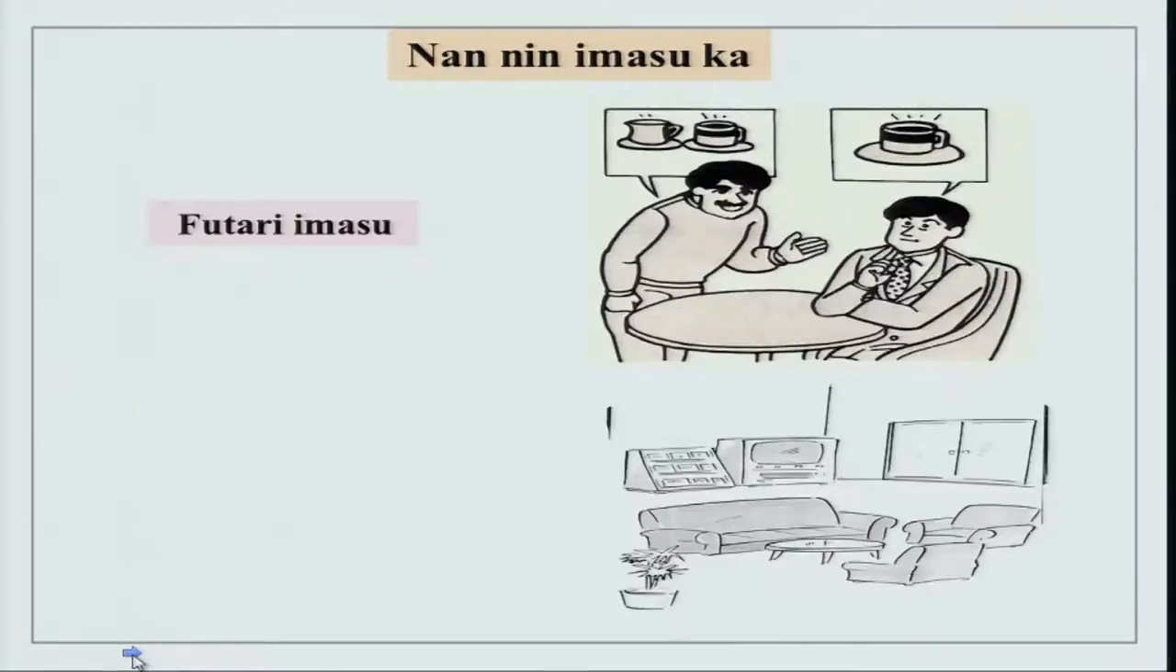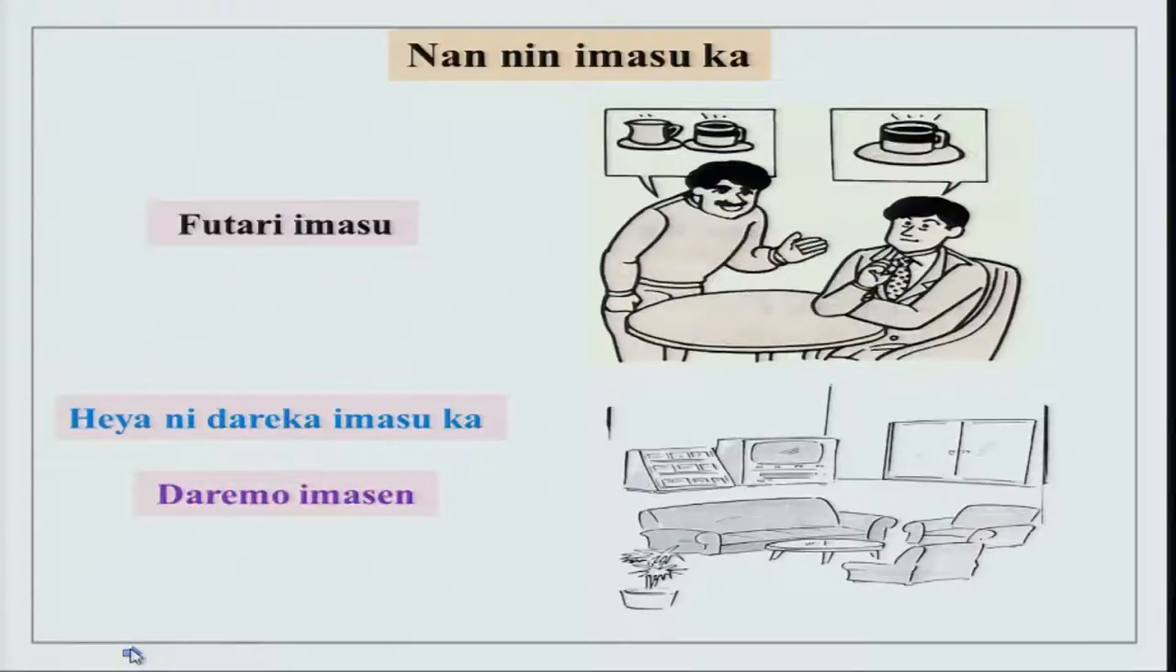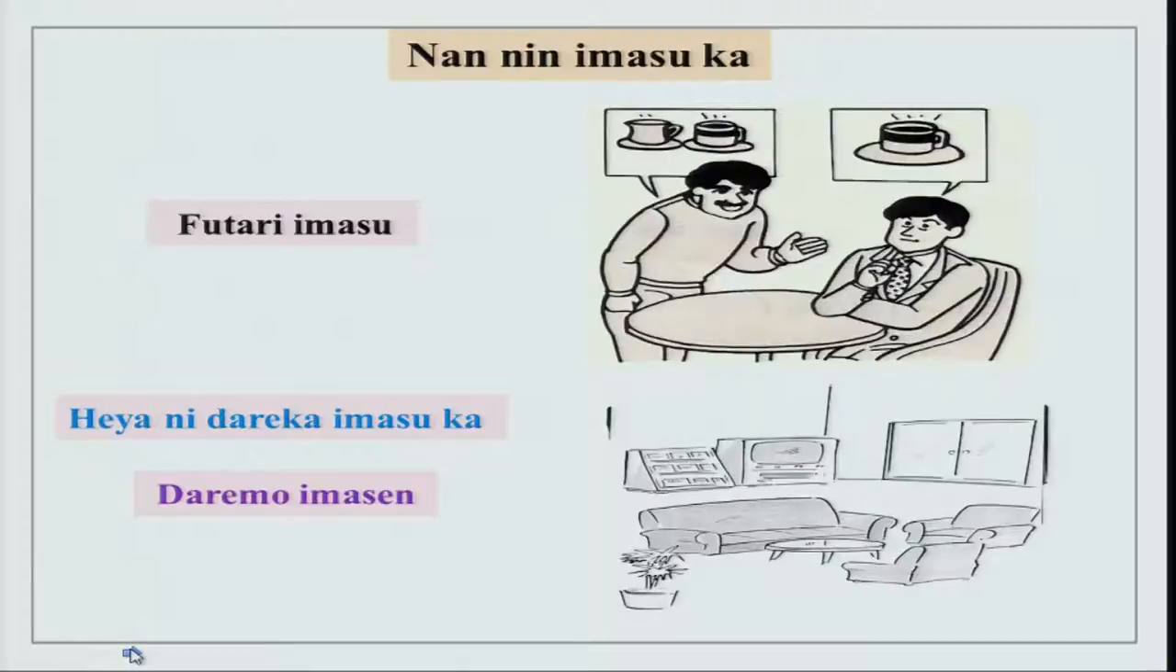Now, we have another picture over here. You have done this earlier as well. There is no one over here. So, you will ask nannin imasu ka? But when you look at the picture, you know that no one is there. So, this question is not correct. So, what will you say? You will say, heya ni dare ka imasu ka? Is someone in the room? And the answer would be dare mo imasen, because there is no one present over here. So, instead of saying nannin imasu ka, because no one is there, so naturally you cannot use nin, you will say dare ka, which means someone or anyone. Dare ka imasu ka? Is someone over there? Dare mo imasen, there is no one over there. So, you can practice this over here.